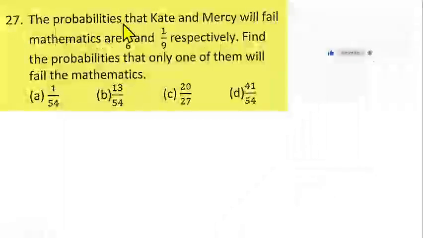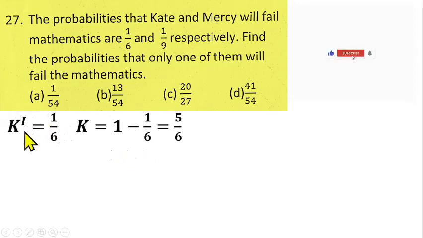Question number 27 is from probability. The probabilities that Kate and Mercy will fail in mathematics are 1/6 and 1/9 respectively. Find the probability that only one of them will fail mathematics. So the probability that Kate fails is 1/6, and the probability that Mercy fails is 1/9. So we need to get the probability that Kate will pass, and the probability that Mercy will also pass.